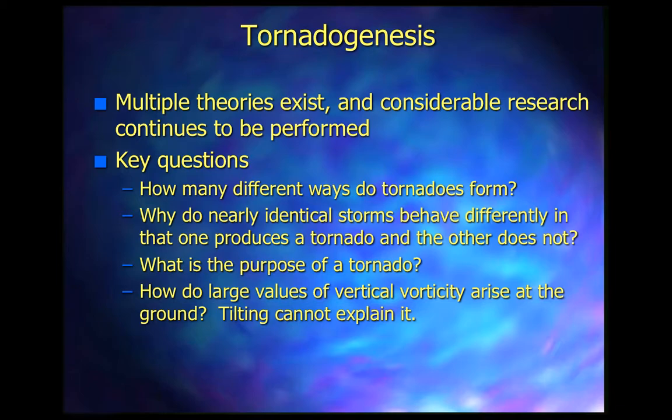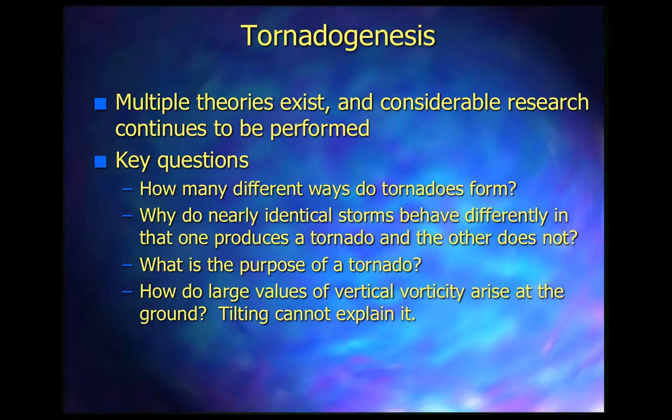So, tornado genesis. We just looked at and recalled the development of low-level rotation, but ultimately, how does the tornado actually form in the context of that rotation? Because I just told you that even if you tilt vortex lines that are right close to the ground upward, you're taking them away from the ground. You're not bringing them in contact with the ground. So some of the questions that exist: how many different ways do tornadoes form? Is there one principal way, or are there multiple ways?